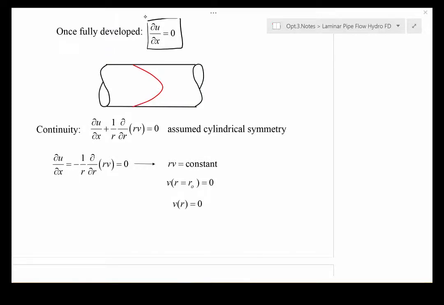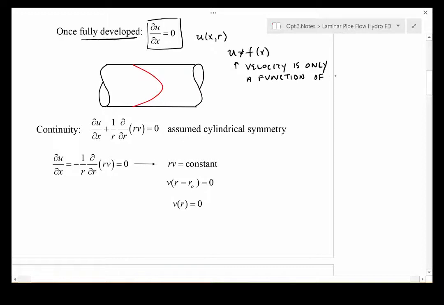Once we've established that the velocity is fully developed, this implies that du/dx is equal to 0. In general, you would expect that u would be a function of x and r. So, if du/dx is equal to 0 in the fully developed regime, it means that u is not a function of x and is only a function of r. So the velocity field is only a function of the radial coordinate. And again, this is the case where this is fully developed.